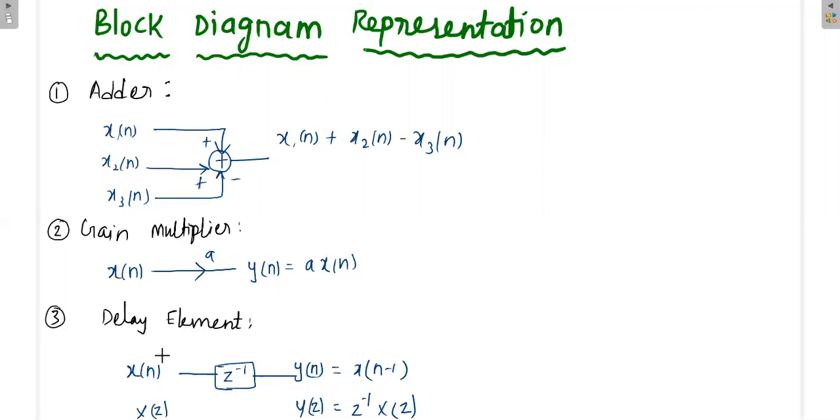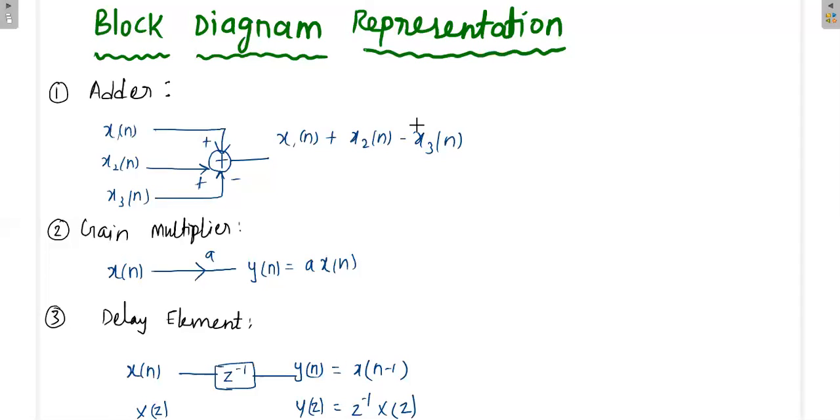Next, delay element. Suppose the input is x of n, and you apply the delay operation. The delay operation is z inverse in the z domain, but in time domain it is delayed by unit 1, that is x of n will be delayed by unit 1, that is x of n minus 1, that is the output. Otherwise, if you want to represent it in z domain, x of z will be simply multiplied with z inverse, so that we get y of z. That means in time domain the x of n is delayed.